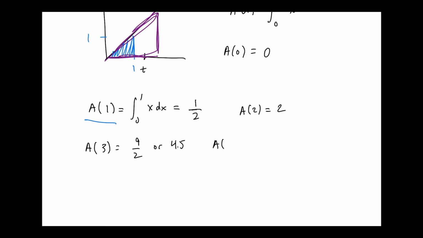Let's just do one more. What's A of 4? Base 4, height 4, over 2, which would be 8, right? Okay, good. So here the area function is a little bit more interesting because it's not linear, like the last one was. So can we use our thinking caps here and come up with a formula for A of t based on the numbers that we've crunched?